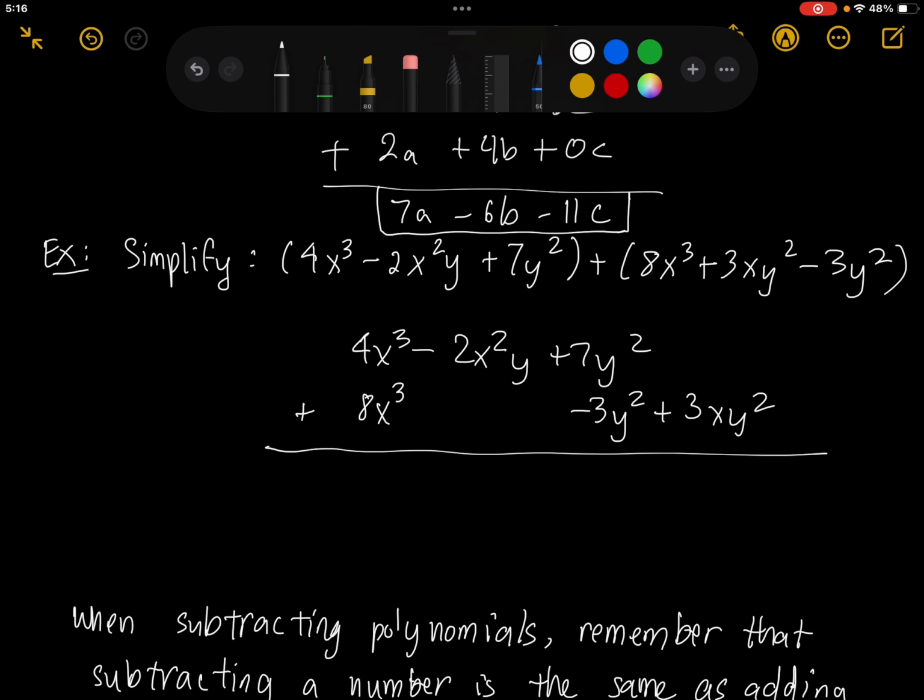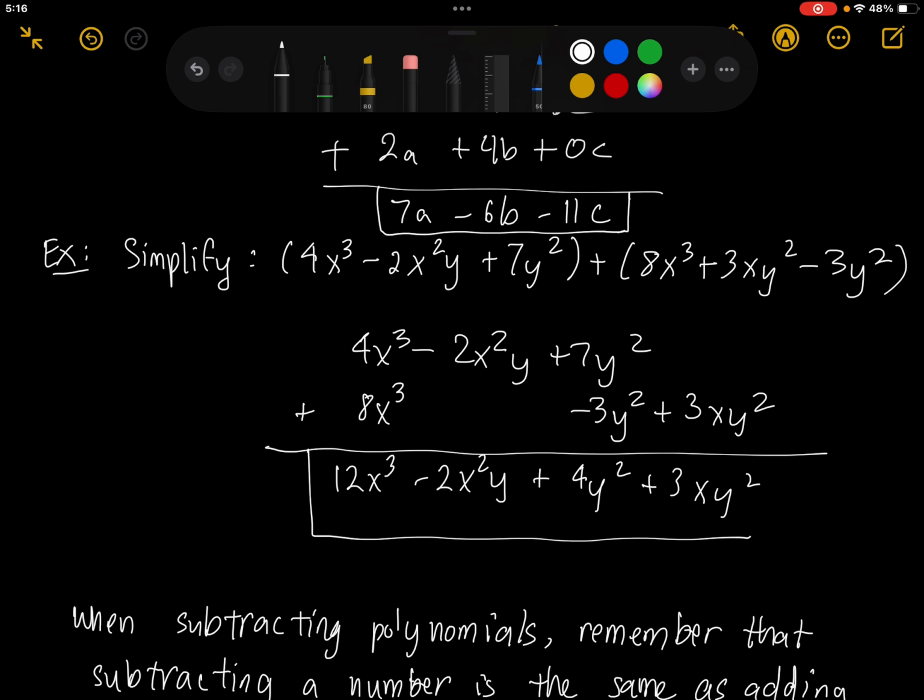So 4 plus 8 is 12, 12x cubed. And then for the x squared y, I have negative 2x squared y. And then I have 7y squared minus 3y squared, that's 4y squared. And then I have a plus 3xy squared. Again, if you wanted to, you could also fill it in like this, plus 0xy squared, plus 0x squared y. You don't have to, but it might be helpful.